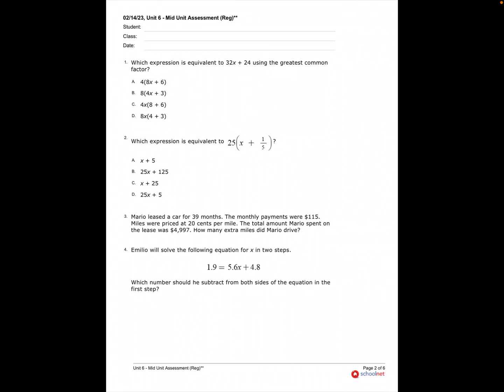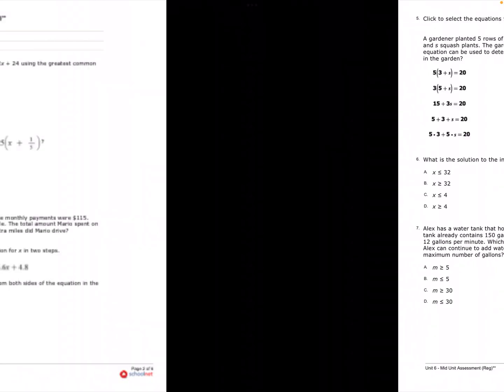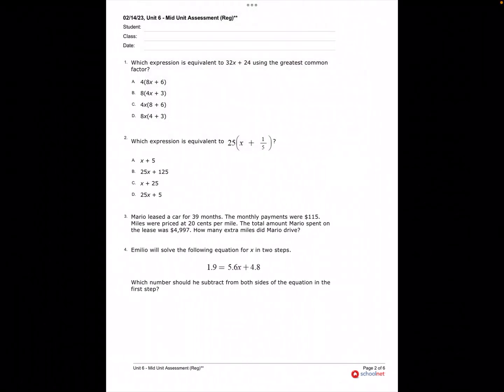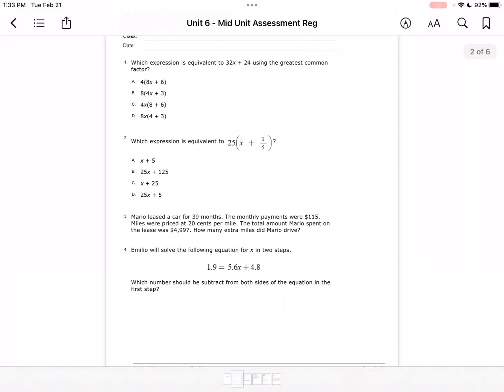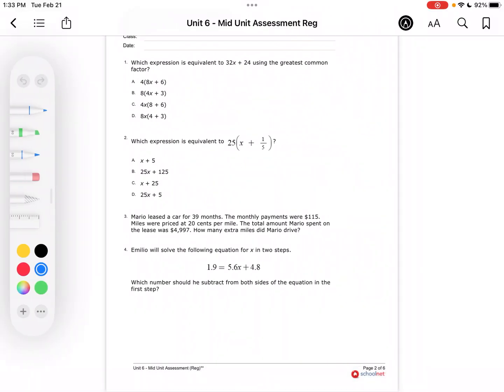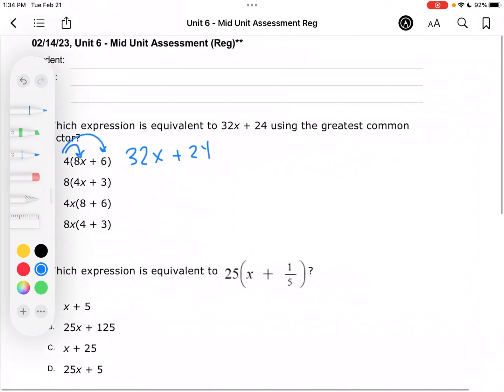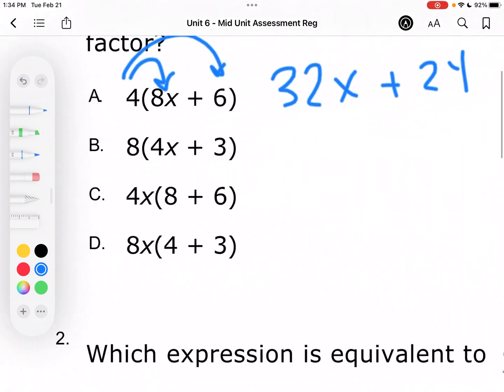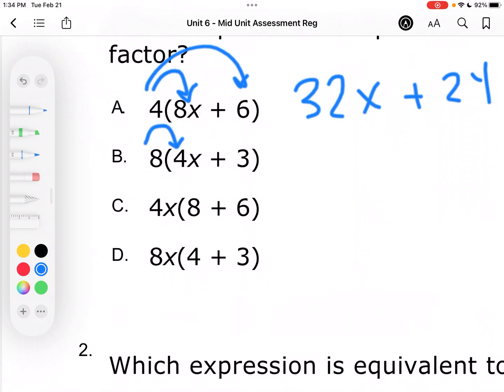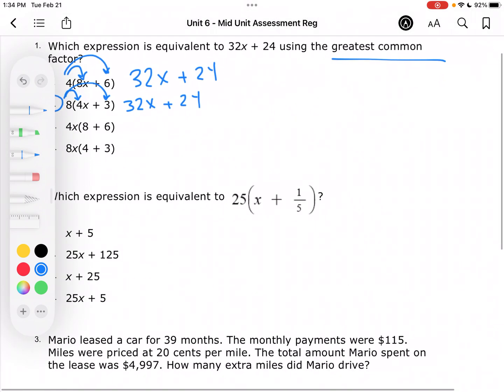So for the first question, it was asking you to factor using the greatest common factor. That was kind of the tricky part with number 1. Even though letter A would have correctly gotten you your answer, 32x plus 24, it was not the greatest common factor. You had to actually use B, which was 32x plus 24. So B was the correct answer.